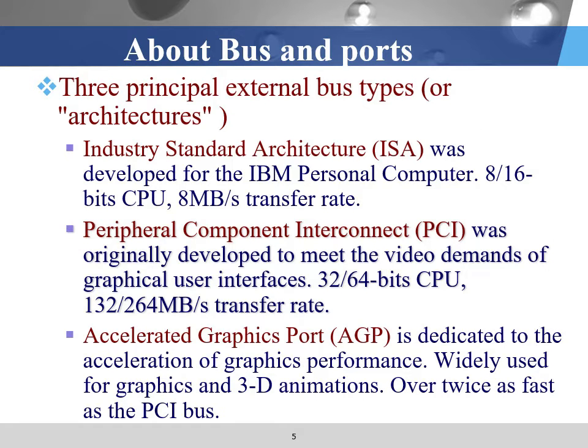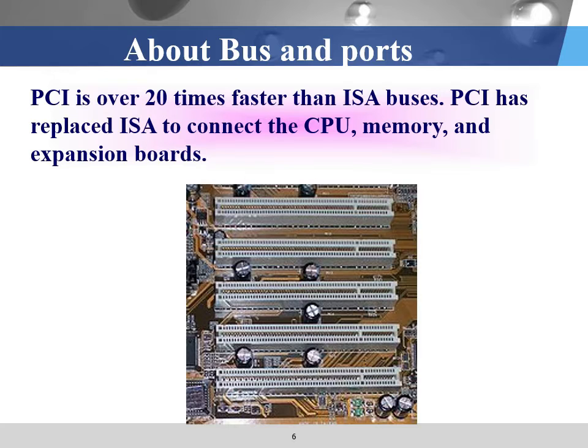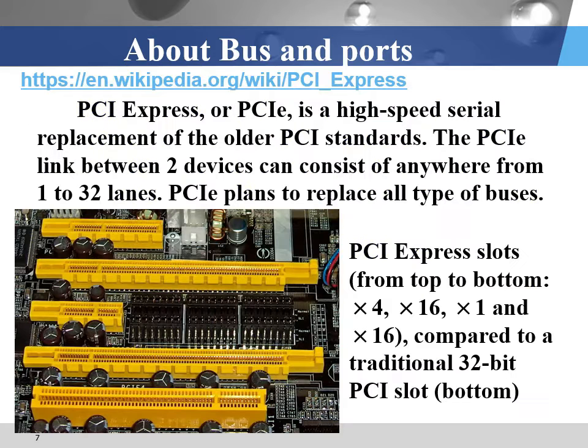There are three types of external bus: the ISA bus, PCI bus, and the AGP bus. And currently, most computers only use the PCI bus, because PCI bus is over 20 times faster than the regular ISA bus. The new standard of PCI is called PCI Express, or PCIe, which is a high-speed external bus. The PCIe bus could consist of from 1 to 32 lanes. Of course, more lanes means the speed is faster. The PCIe bus now is the default bus provided by most main boards.